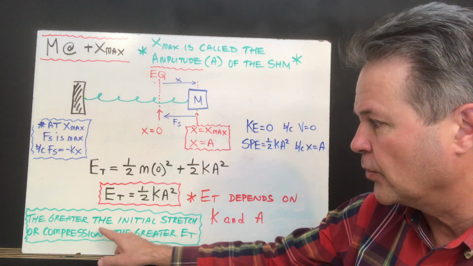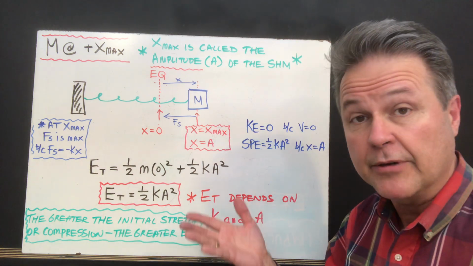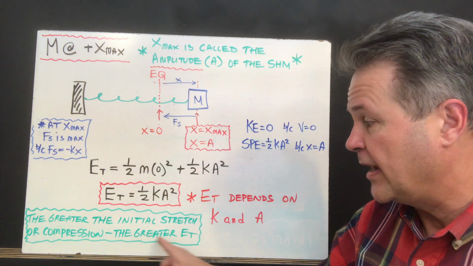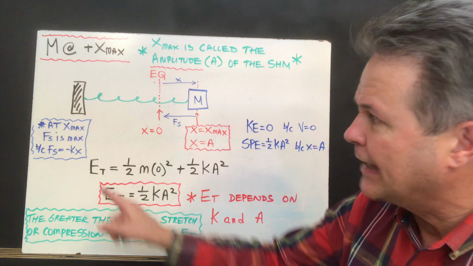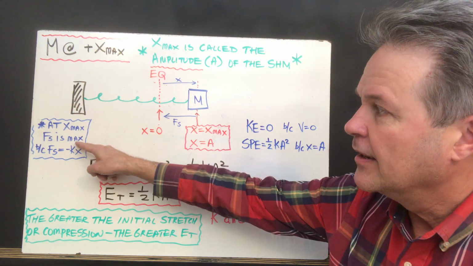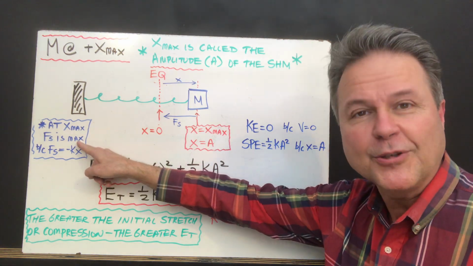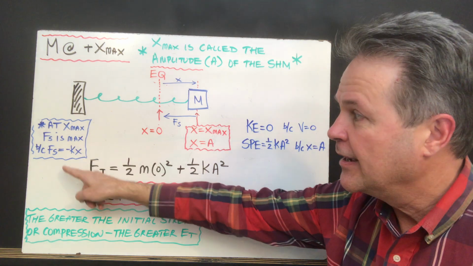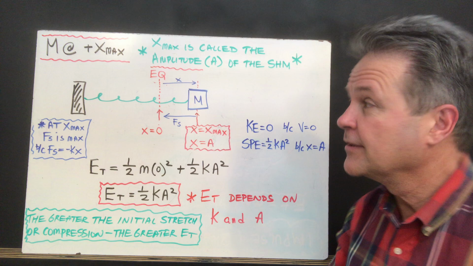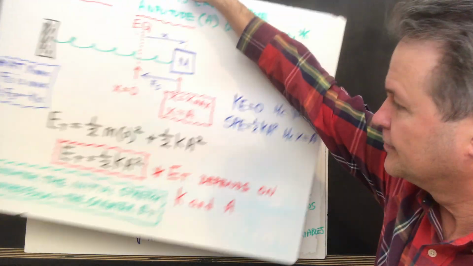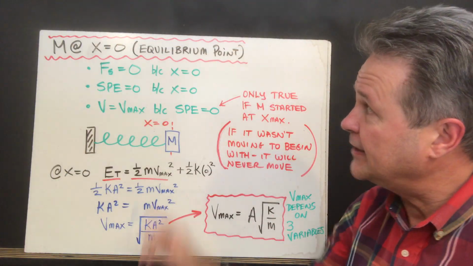And we see that the greater the initial stretch, or the greater the A, the greater the total energy in that mass spring system. And one last thing, at x max, the restoring force also happens to be the maximum value, and that's because the restoring force is equal to negative kx. So now let's have a look at the equilibrium point.